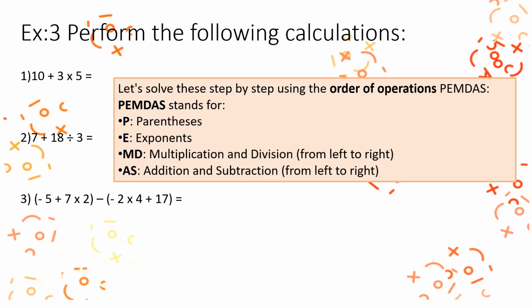Now let's solve exercise 3. Perform the following calculations. As you can see here, I have different signs, so I have to solve step by step following the order of operations. PEMDAS. P for parentheses, E exponents, M and D for multiplication and division, solving from left to right. A and S are for addition and subtraction. Also, we solve them from left to right.